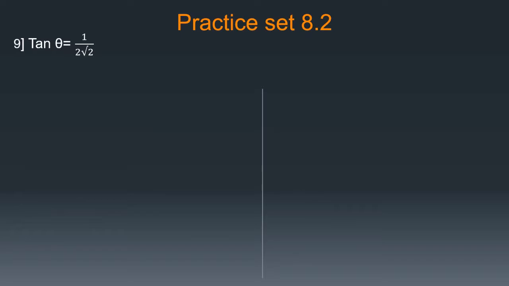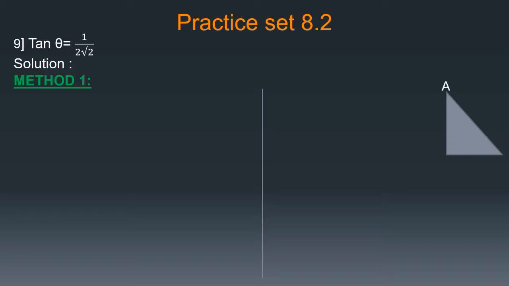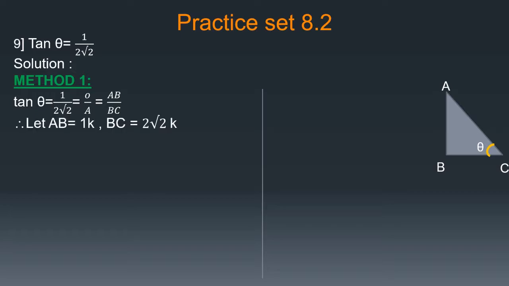Next sum is tan theta is equal to 1 upon 2 root 2. Again we are using method 1. So let us draw a right angle triangle and name it as A, B and C. Consider angle C as theta. So tan theta is equal to 1 upon 2 root 2, which is given in the question. The ratio of tan theta is opposite upon adjacent, which is equal to AB upon BC. Consider AB is equal to 1K and BC is equal to 2 root 2K.